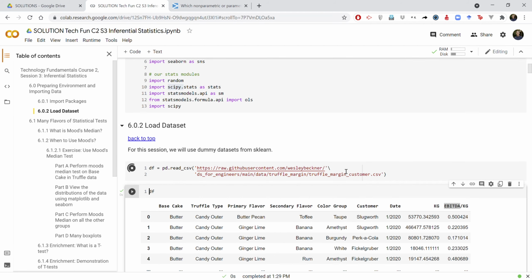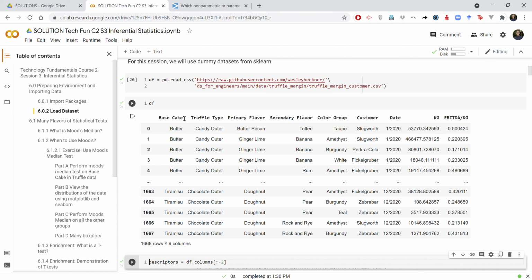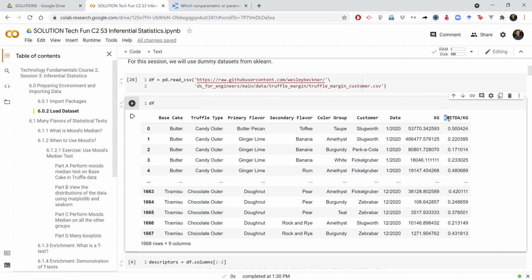Also loading in a new data set. This is a make-believe company that sells truffles, that is little chocolate candies. We have the last two columns indicating the quantity ordered for a given truffle type, the margin on that order, and earnings before interest, taxes, depreciation, and amortization over kilograms. So you can think of this as profit margin.